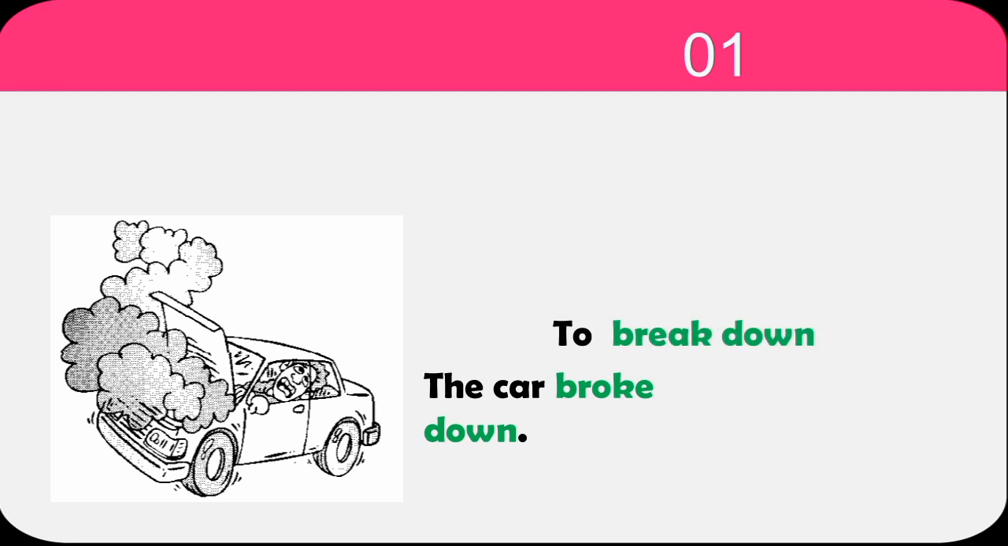So the first example goes like this. This man looks unhappy because his car is in a very bad condition. His car broke down. So the subject of this sentence is the car and the verb is broke down. In this case, it is a phrasal verb. So the phrasal verb is to break down. In the sentence, it is put in the simple past. So the simple past of the verb to break is broke.